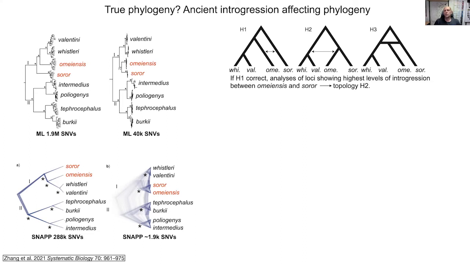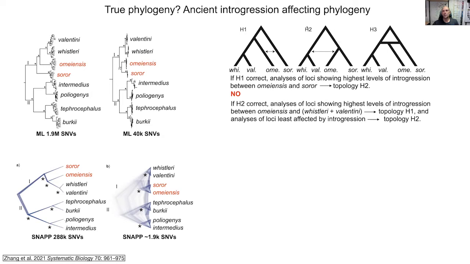And if H1 is correct, analysis of loci showing the highest levels of introgression between Ormeances and Soror should result in this topology here. So if there's been a lot of introgression between these two, the tree might look like this. But that was not the case in the following analysis.